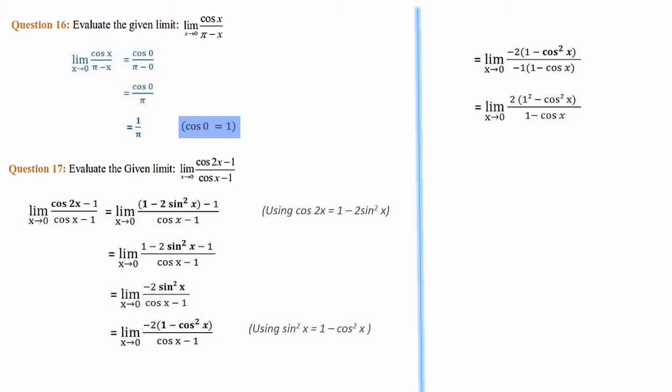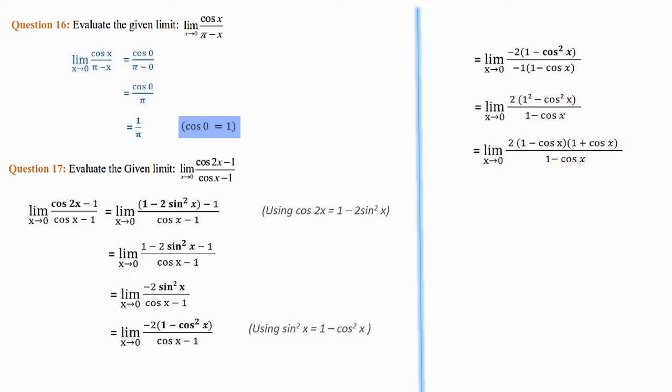Limit x tends to 0, 2 into, this minus signs cancelled. 1 minus cos square x we can write in a square minus b square form, 1 square minus cos square x. As we know that a square minus b square is a minus b into a plus b, limit x tends to 0, 2 into a minus b, that is 1 minus cos x, into a plus b, that is 1 plus cos x, divided by 1 minus cos x.